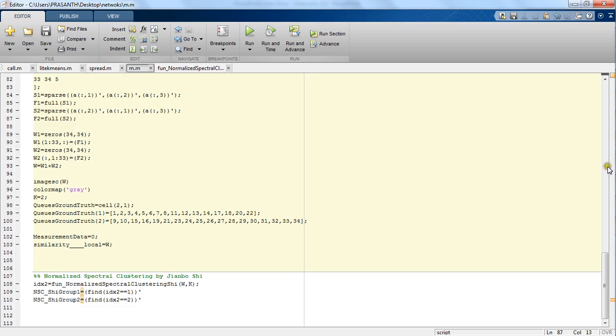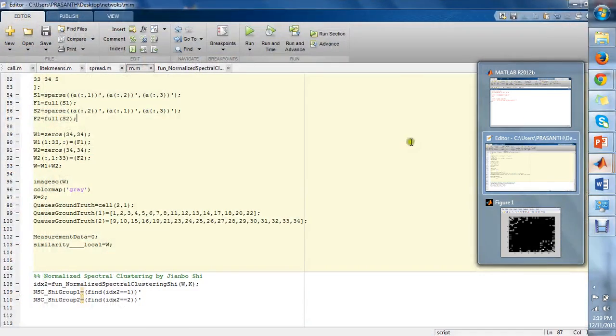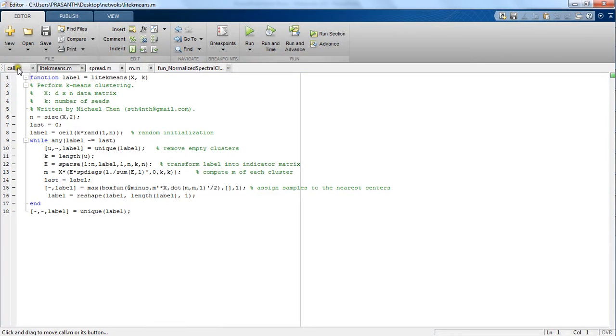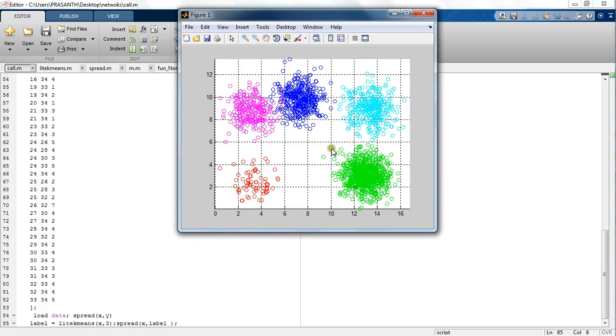Another implementation of the above is light k-means. The k-means is not very effective in MATLAB code, and the light k-means is more effective and faster than the normal k-means. So this is our data set, and these are the clusters that are formed.